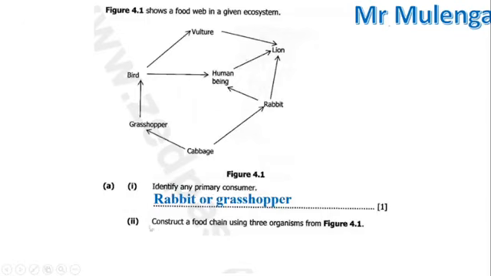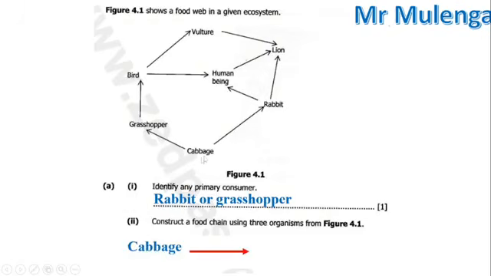We now come to our question A2. The question reads, construct a food chain using 3 organisms from figure 4.1. So from this figure 4.1, we need to construct a food chain. Remember, a food chain must consist of the producer and the consumers. In this case, we are going to start with the producer. The producers are organisms that produce their own food. Examples of producers are plants or algae. So cabbage is a plant. This is going to be our producer.